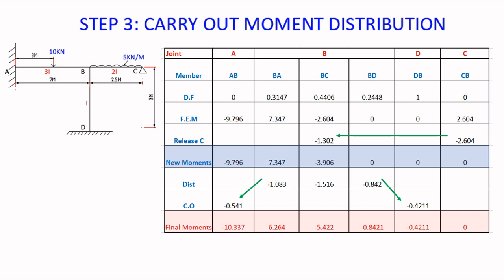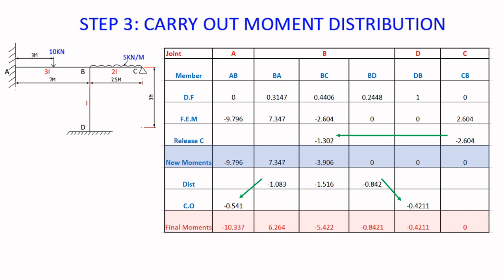pinned CB is 0. So you input the distribution factors: 0, 0.3147, 0.4406, 0.2481, and 0. For the fixed moments, we had calculated them earlier, and again, you feed them in the table.